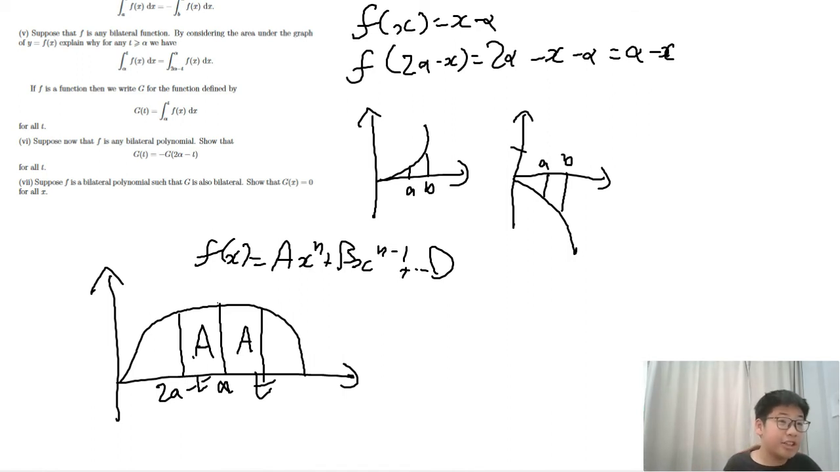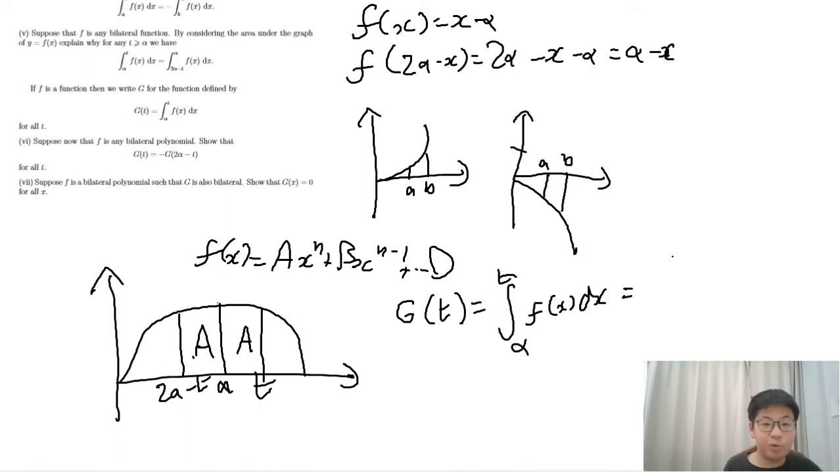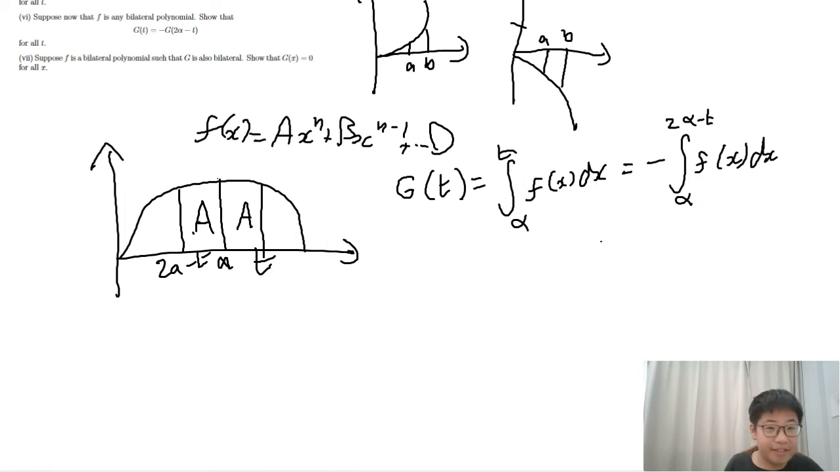So if f is a function, then we write g for this function. Suppose now that f is any bilateral polynomial. So g of t equals the integral from alpha to t of f of x dx, and then we do the negative swapping of the right hand side, which is the same thing if we do the negative of the substitution to alpha minus t. See, there, we have now proved it.